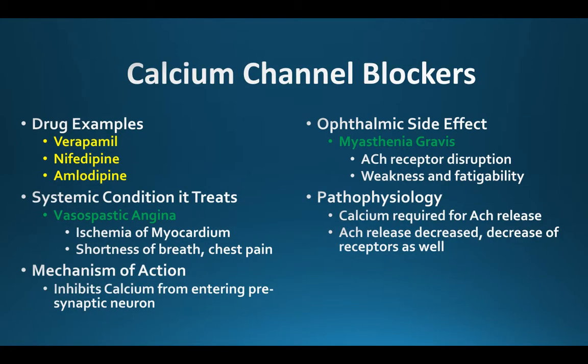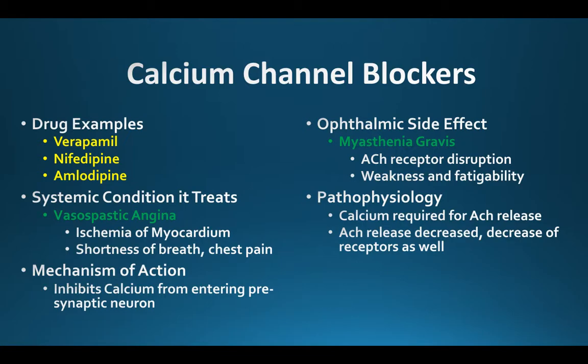The next drugs that could cause neuro-ophthalmic side effects are calcium channel blockers. Drugs in this class include verapamil, nifedipine, amlodipine. They treat vasospastic angina. Vasospastic angina is caused by ischemia to the myocardium tissues of the heart due to vascular spasms. Symptoms include shortness of breath and chest pain.